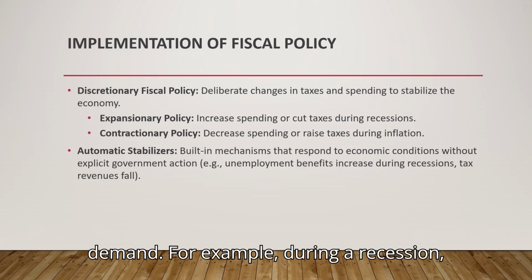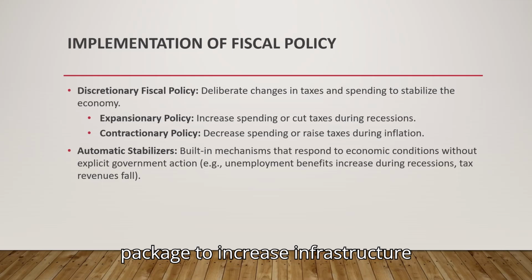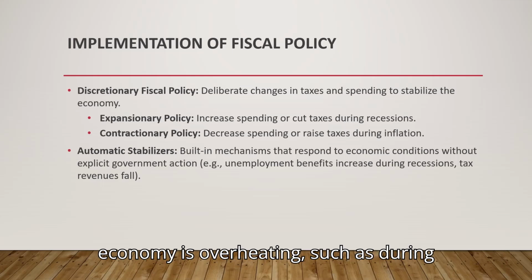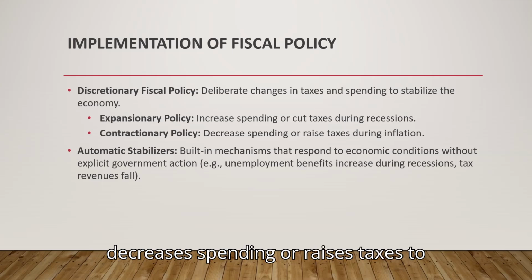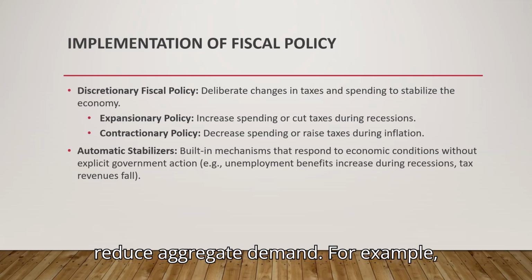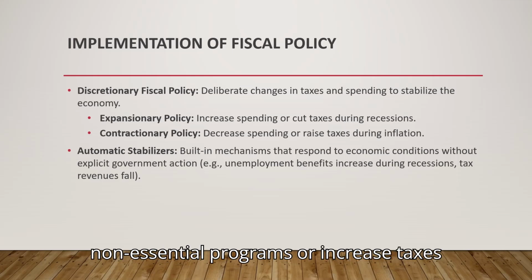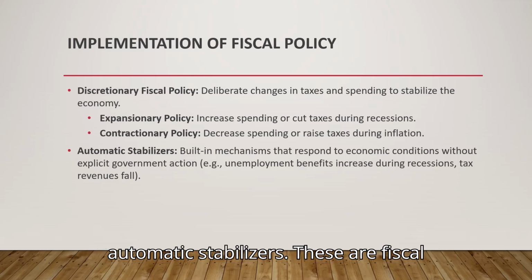For example, during a recession, the government might pass a stimulus package to increase infrastructure spending or provide tax cuts to households and businesses. A contractionary policy is used when the economy is overheating, such as during periods of high inflation. The government decreases spending or raises taxes to reduce aggregate demand. For example, during an inflationary boom, the government might cut spending on non-essential programs or increase taxes to cool down the economy. Now, about the automatic stabilizers.